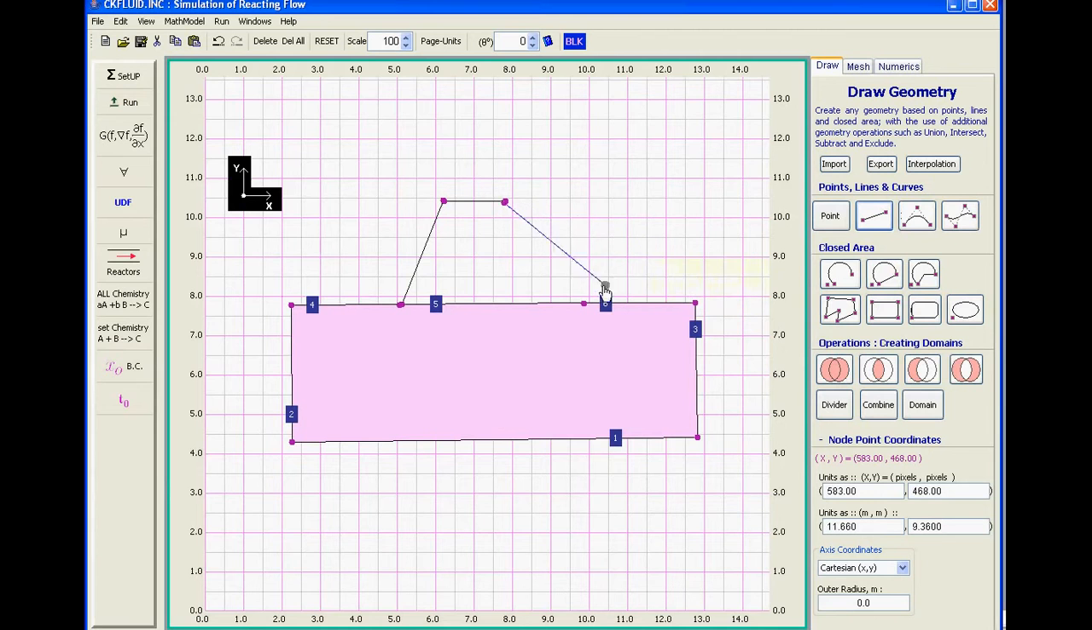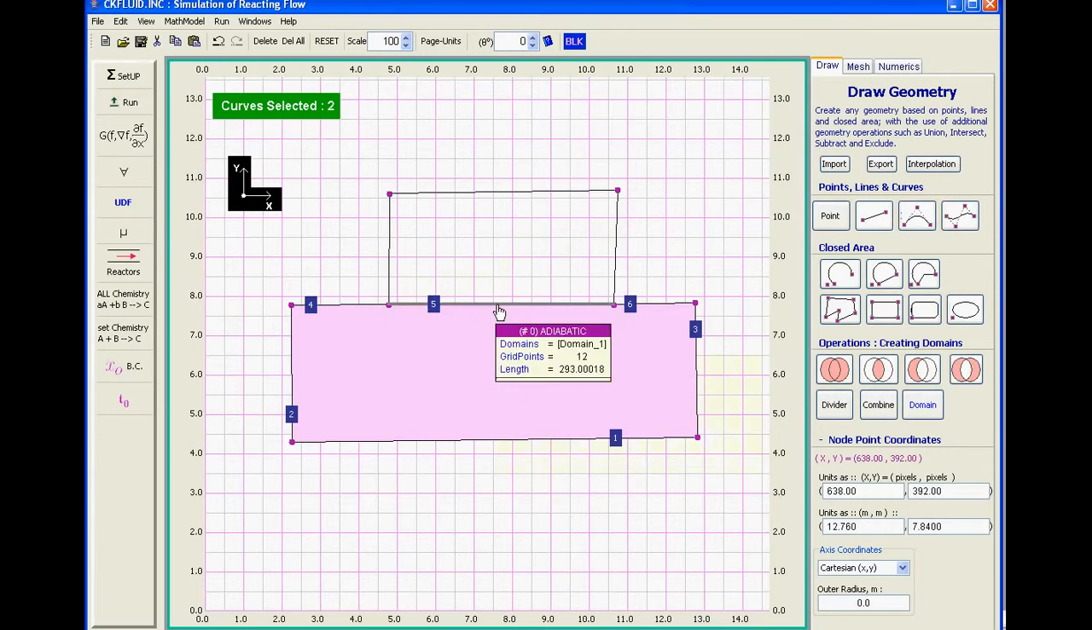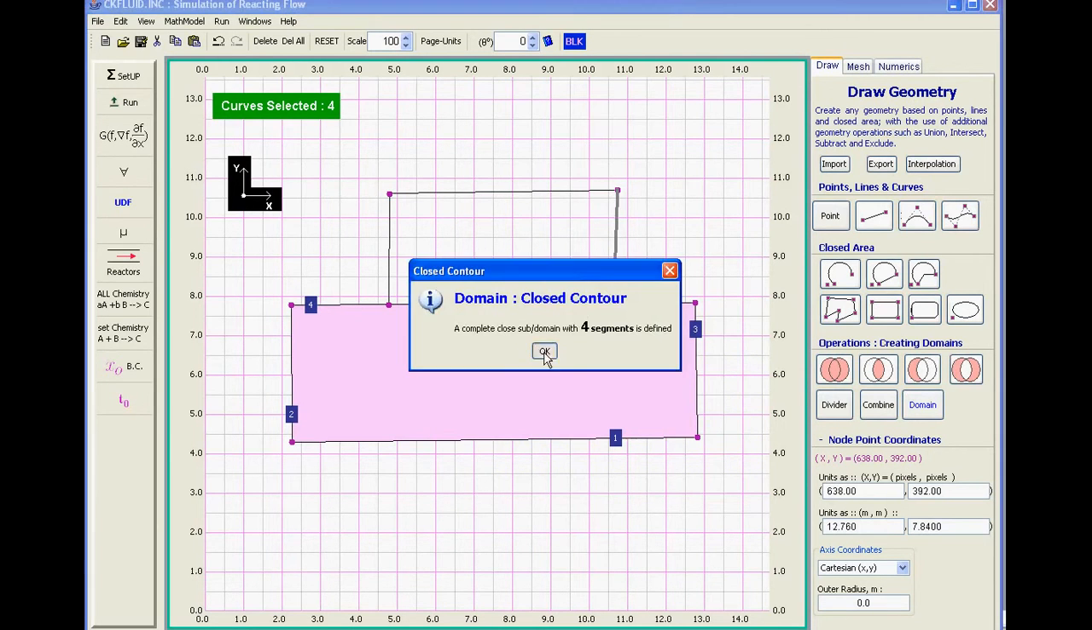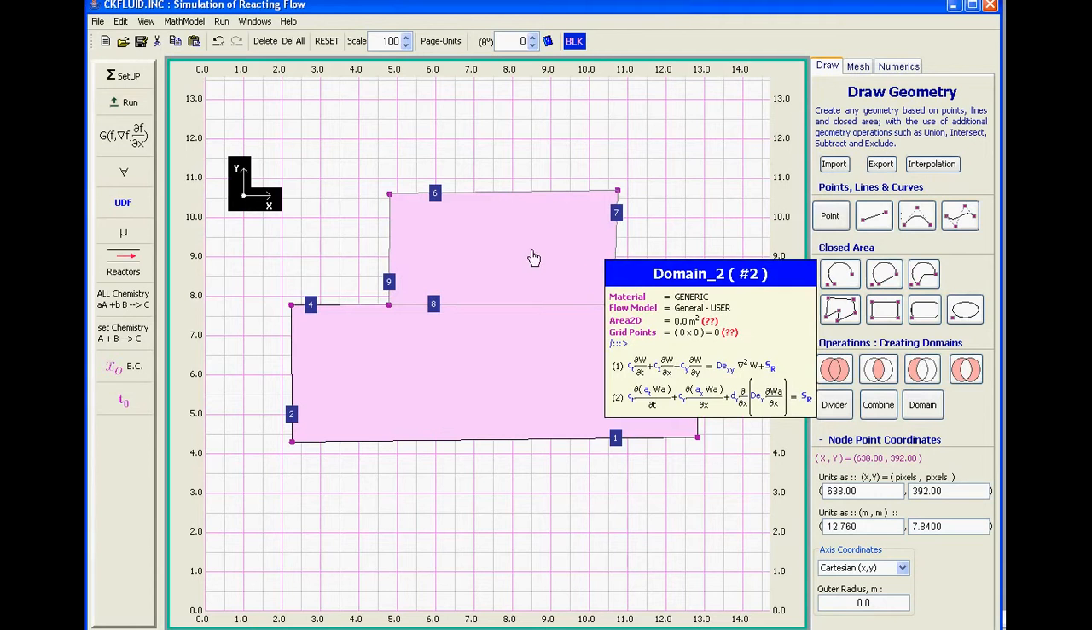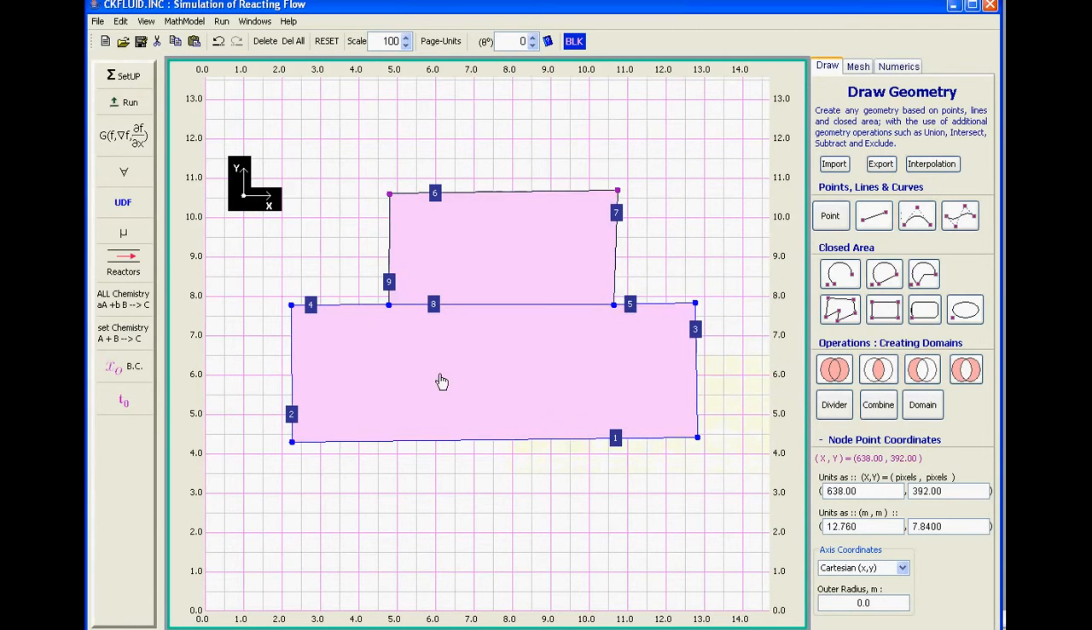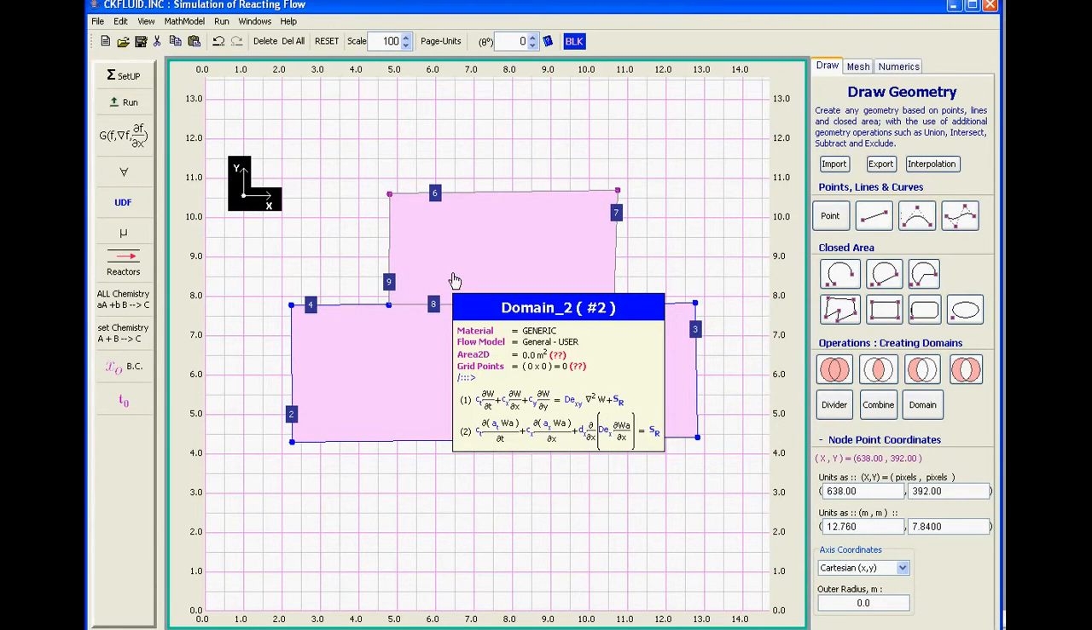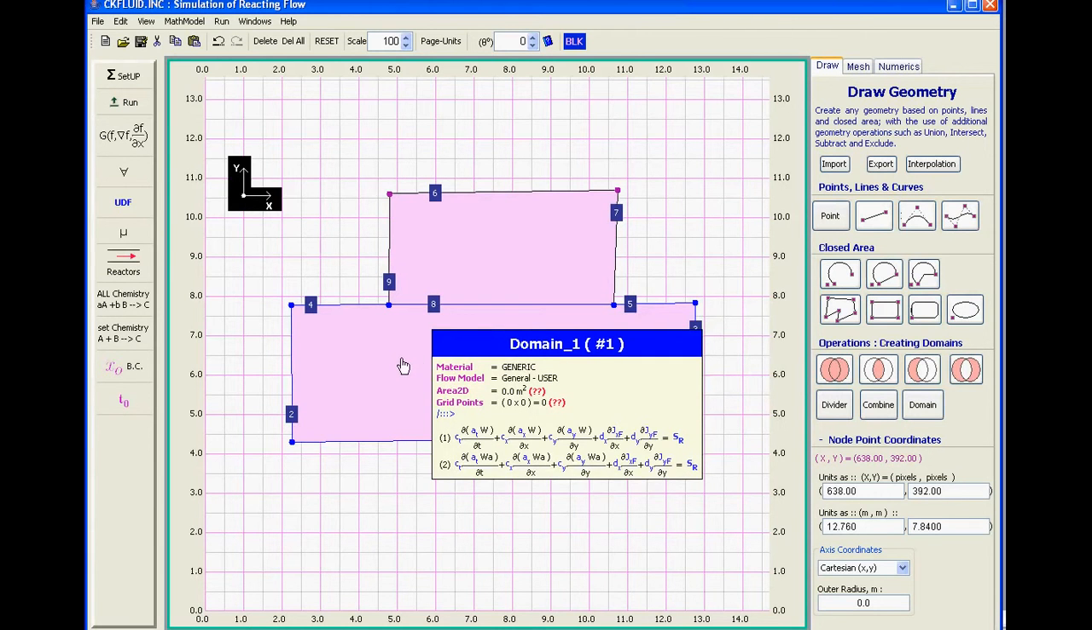We will resize them later. We combine the points, combine them, combine the points, combine them. So this is the geometry that we have. Now we have to make this one to be a contour, a complete contour. Let's click there, select the four sides. Then we have the other geometry. So we have domain 2 and domain 1. So these are the two domains.